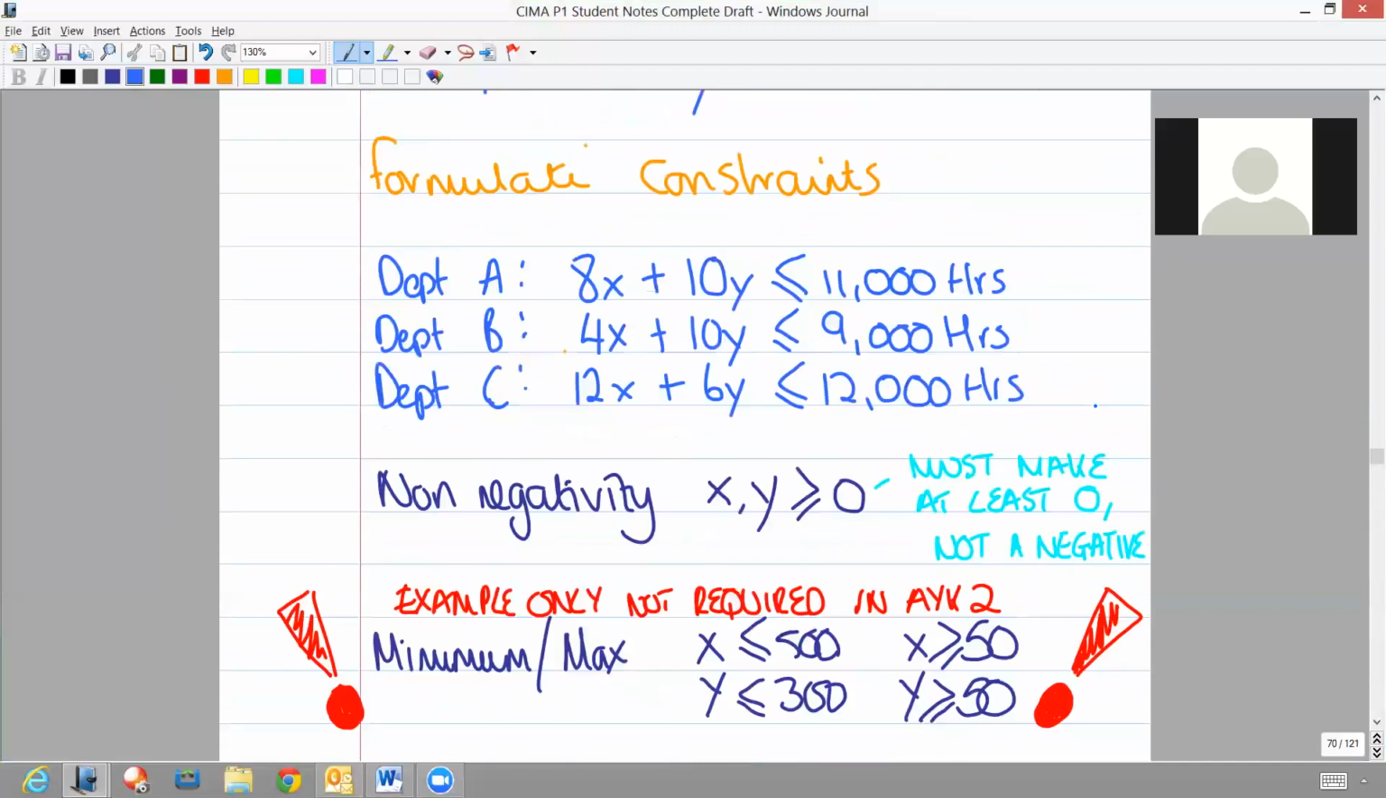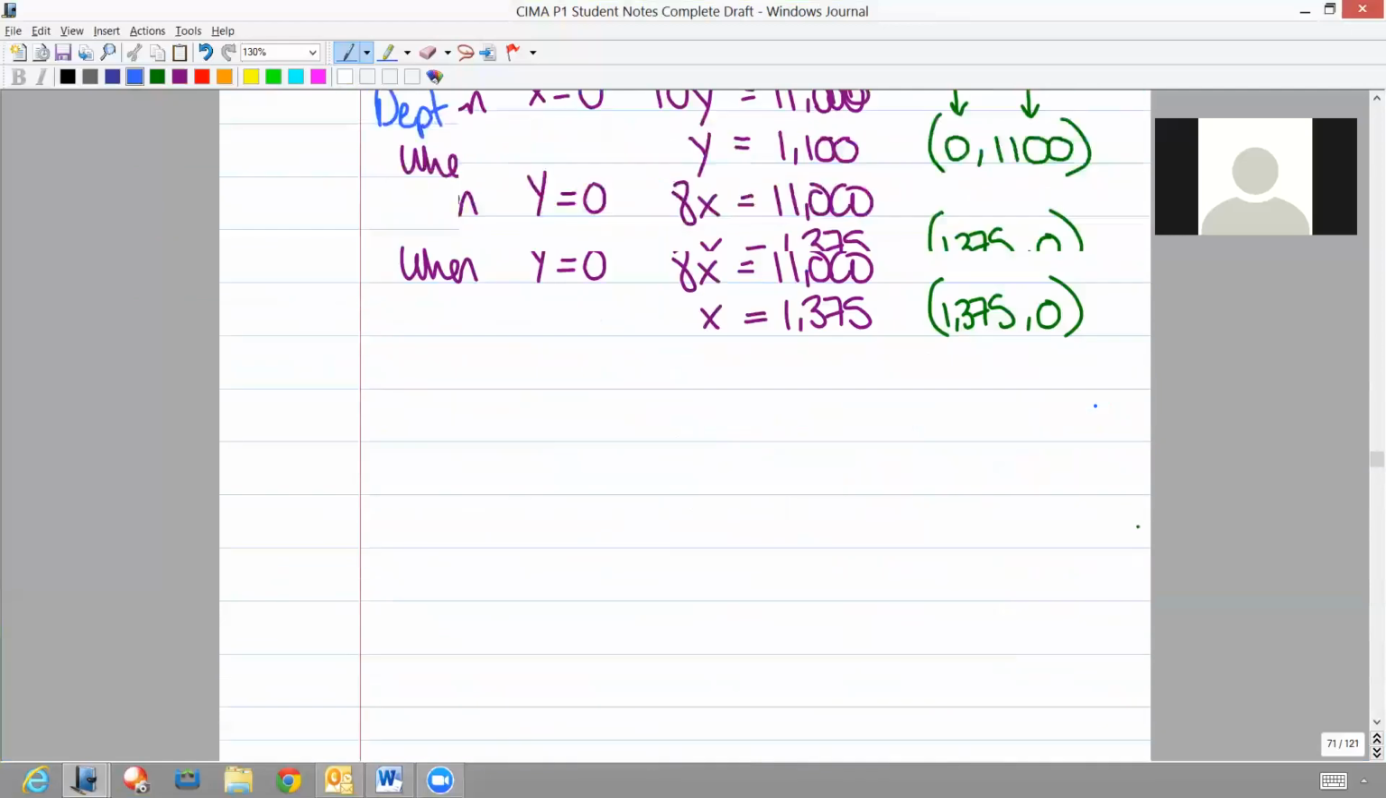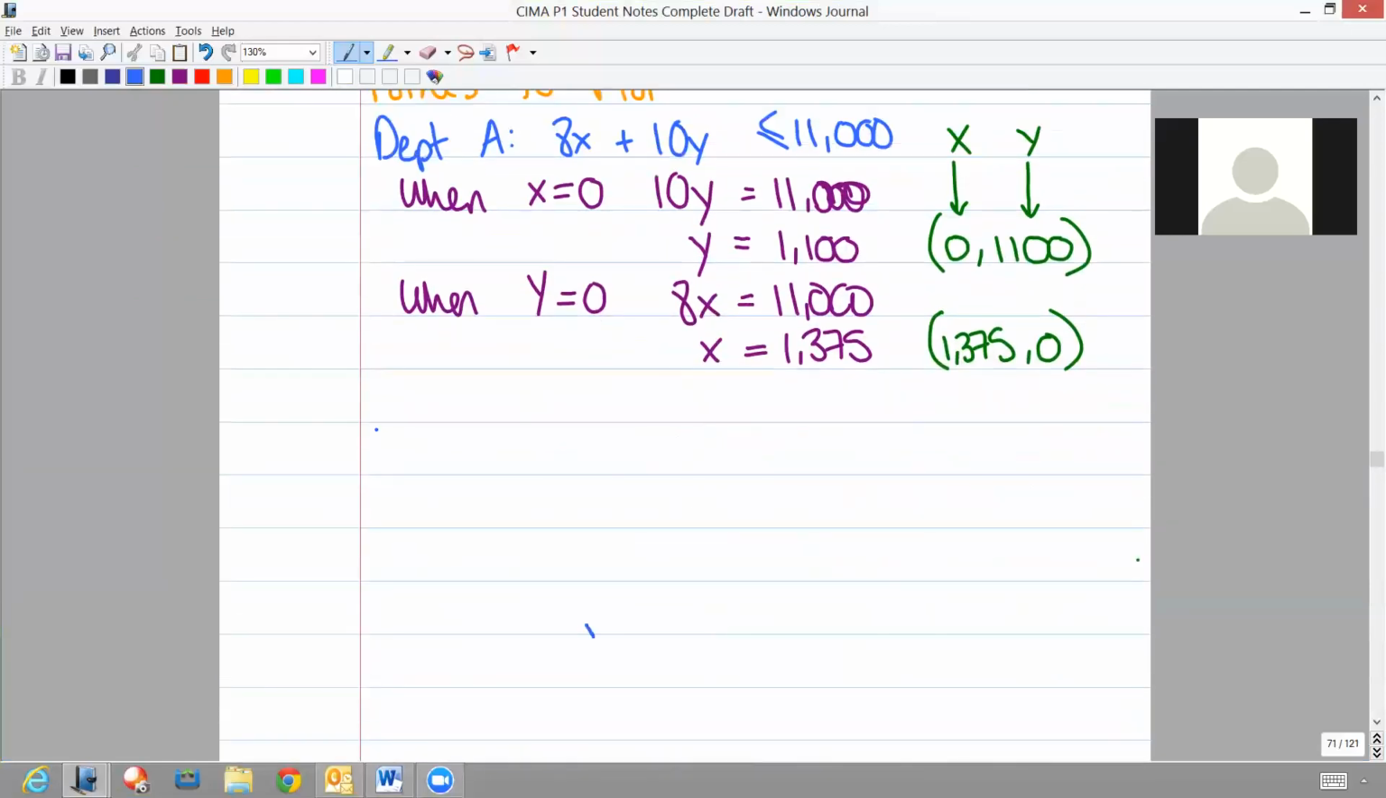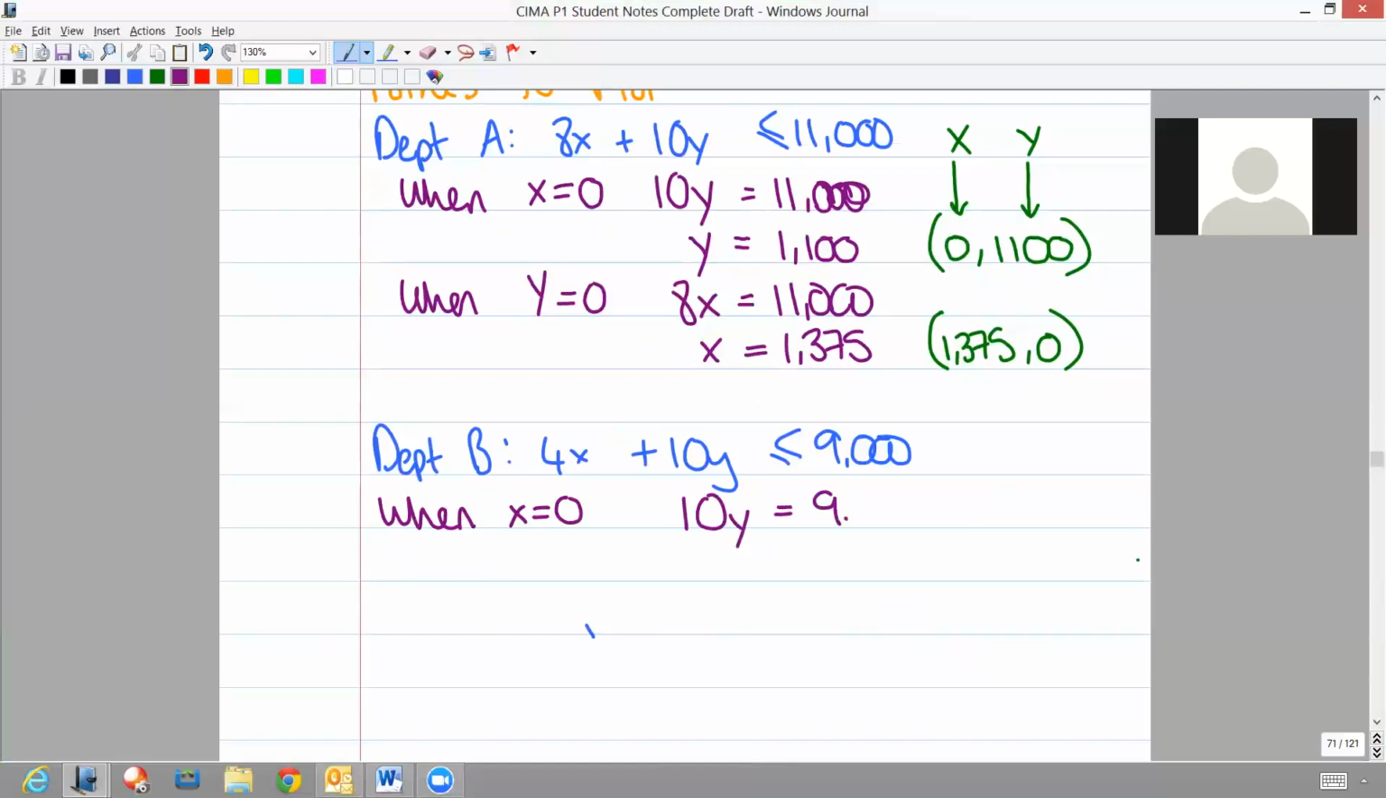Next then is department B, where we have 4x and 10y. So we take the next constraint, department B: 4x plus 10y must be equal to or less than 9,000 hours. So we say when x equals 0, 10y must equal 9,000. Therefore, we could make 900 y's. Okay, if we didn't make any x's, we could make 900 y's.